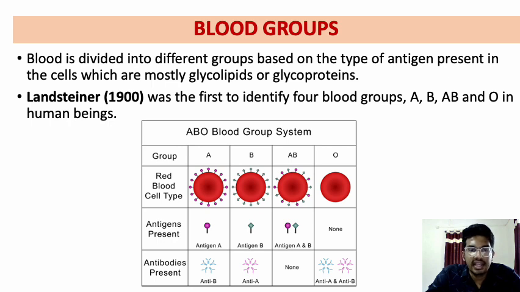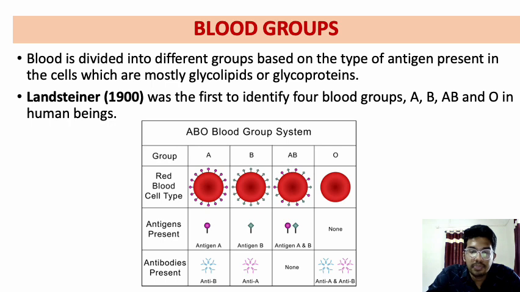Karl Landsteiner is the father of the blood groups. In 1900, he was the first to identify four blood groups in human beings: A, B, AB, and O. You can see these are four different types of RBCs. If a person has A blood group, antigen A is present on the RBC. If B blood group, antigen B is present. If AB, both antigen A and B are present. If O blood group, no antigen is present.